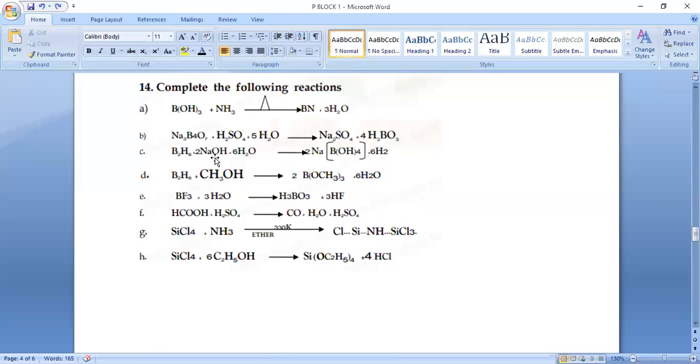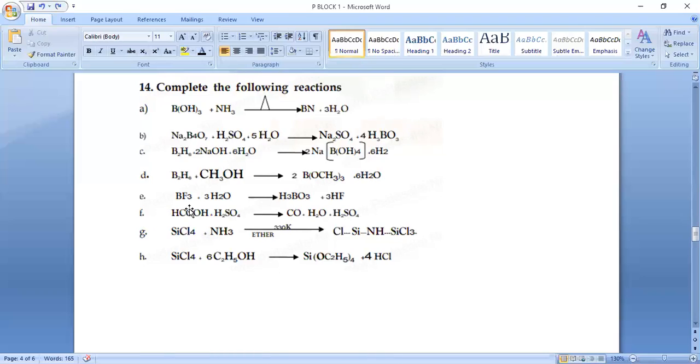Here, what alkali are we taking? Sodium hydroxide. On reacting, we get Na, and inside the square bracket we write B(OH)4, that is sodium metaborate. Then next, B2H6, that is diborane, reacts with CH3OH, that is methanol, and gives B(OCH3)3, that is trimethyl borate, and the water molecule.